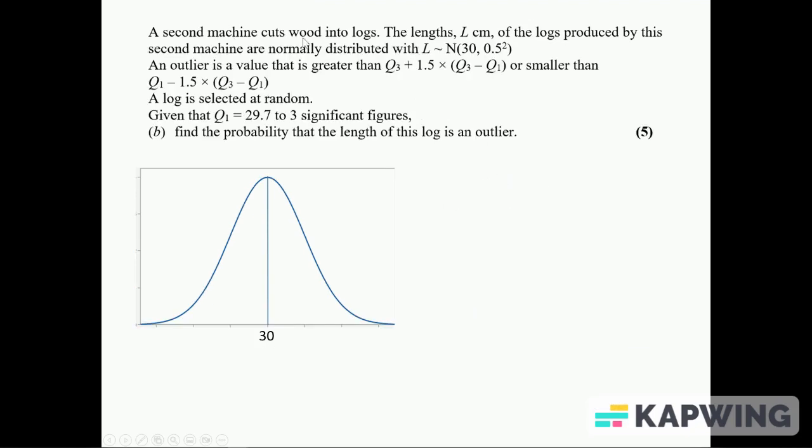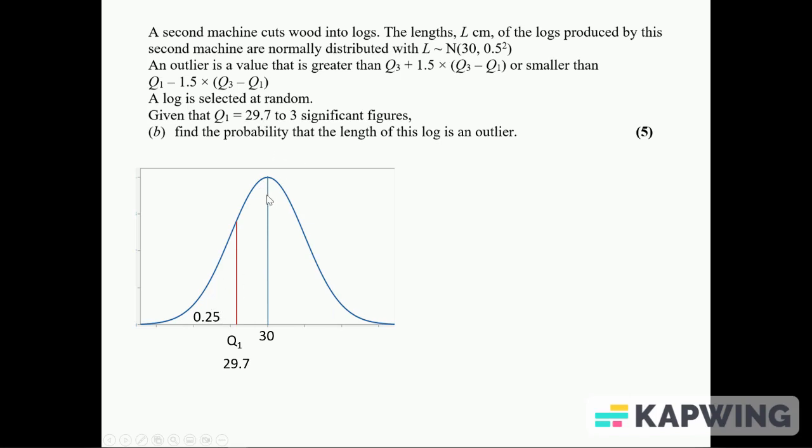Second part, a second machine cuts wood into logs, normally distributed. An outlier is a value greater than Q3 plus 1.5 times that, or smaller than Q1 minus 1.5 times that. It's really 1.5 interquartile ranges, either above the upper quartile or below the lower quartile. So here's Q1, that area is 0.25. It tells us that Q1 is 29.7.